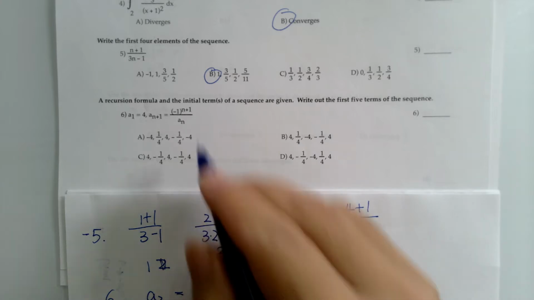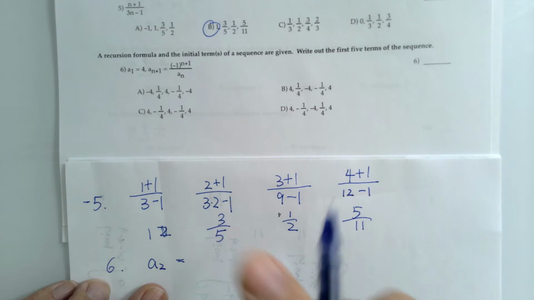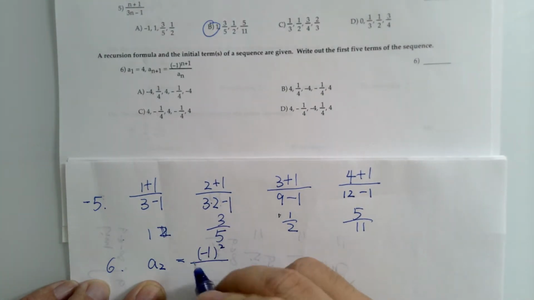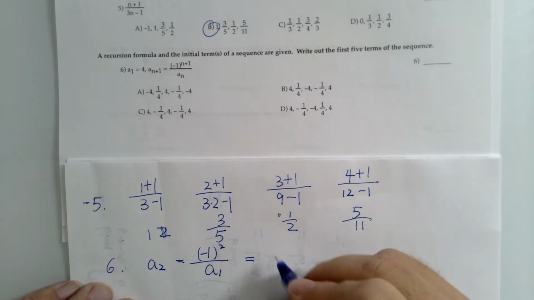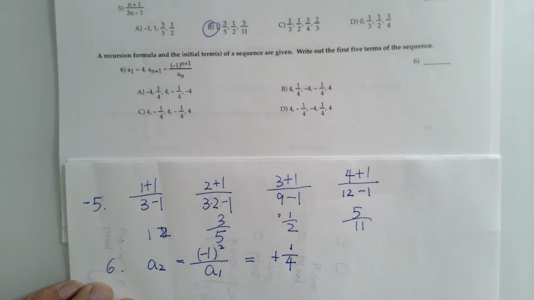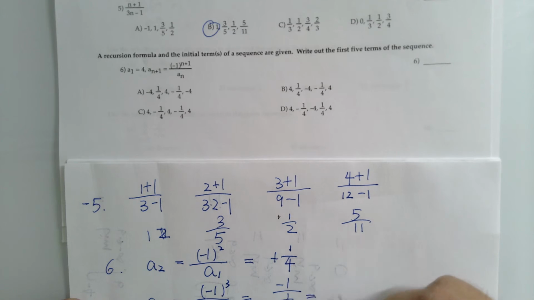So A2 is going to be when n equals 1, so it's negative 1 squared over A1. Since A1 is 4, A2 is going to be positive 1 over 4, excuse me. Okay, so A3 is going to be negative 1 cubed over A2. So it's going to be negative 1 over 1/4, so it's going to be negative 4.